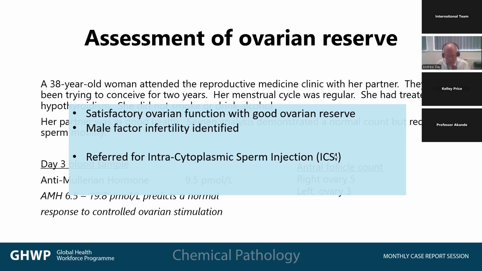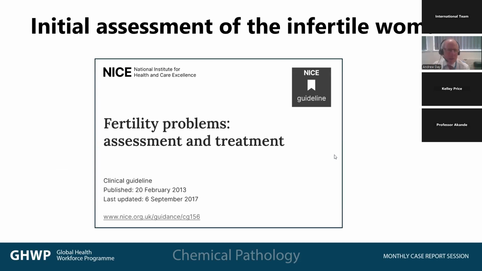Okay, so there's a bit of a march through some of the courses. Just finishing off with bringing this back down to what do we actually do. In the UK, we have the National Institute for Health and Care Excellence that produces lots of guidelines that help us to have consistent standards of practice. This is a little bit old now, but you can find this as CG156 on the internet. Fertility problems, assessment and treatment.